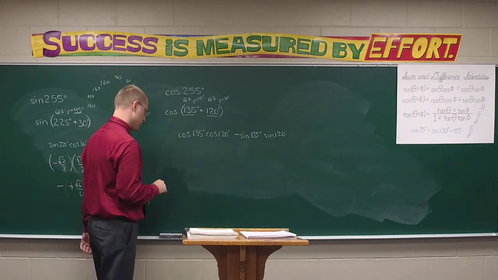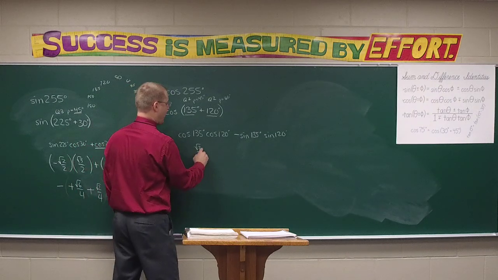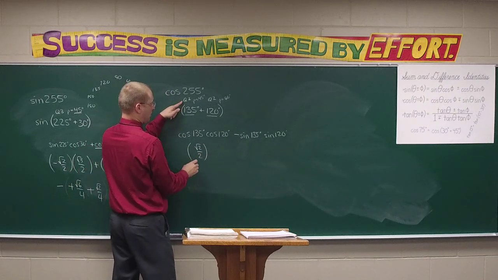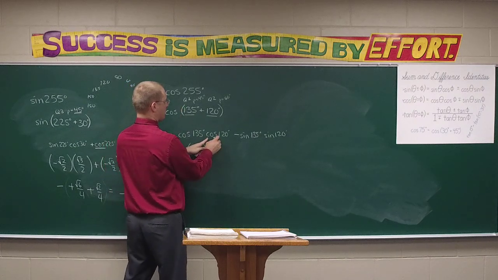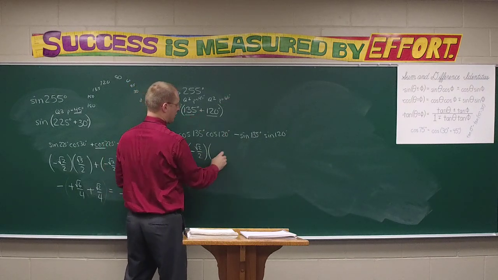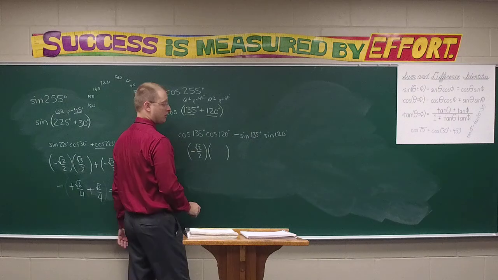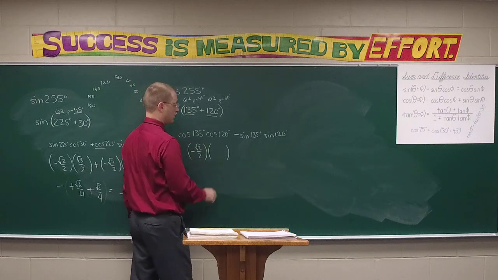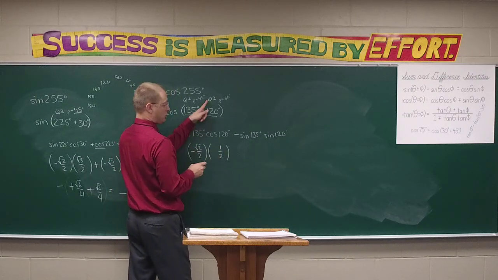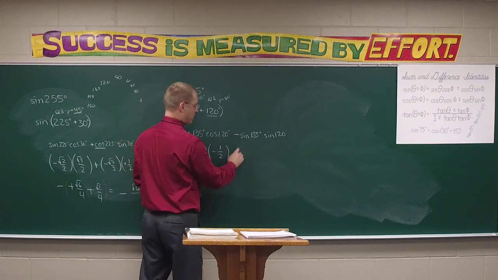1 over square root of 2, which becomes square root of 2 over 2. All right, and in quadrant 2, negative. What's the cosine of 60? 1 over 2. In quadrant 2, negative, so we have a minus here.